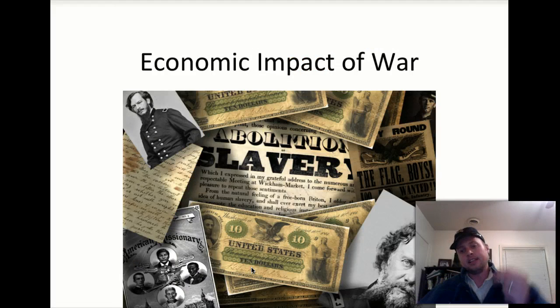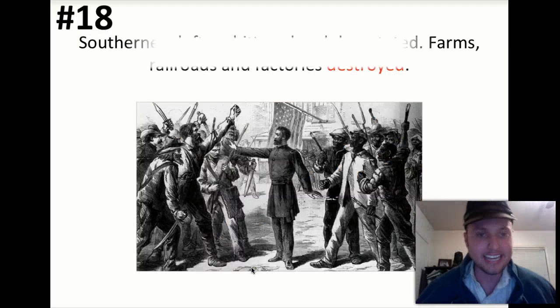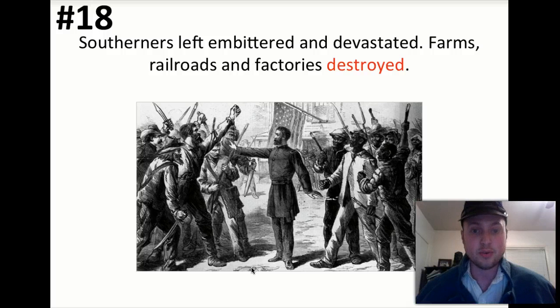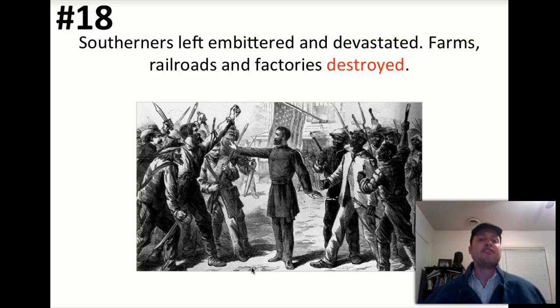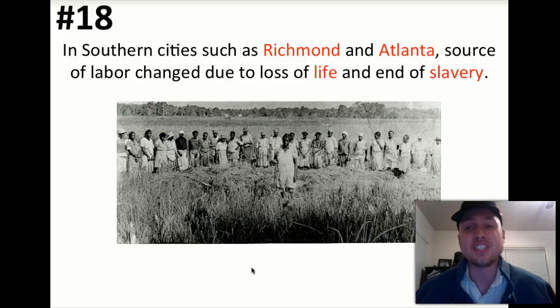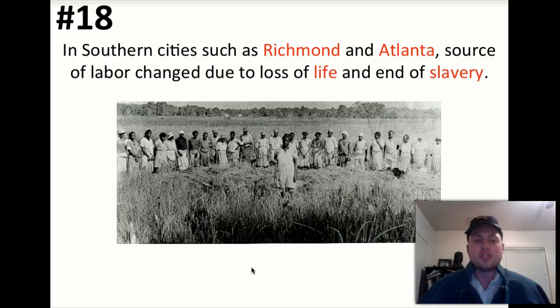All right, money. Let's talk moolah. Question number 18. Southerners were left embittered and devastated after the war because, hey, this makes sense. They lost, so their farms, railroads, and factories were destroyed. Still on question 18. In southern cities such as Richmond and Atlanta, two of the biggest cities in the South, the source of labor had changed due to loss of life and the end of slavery.